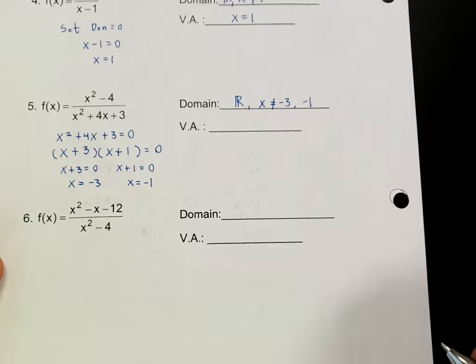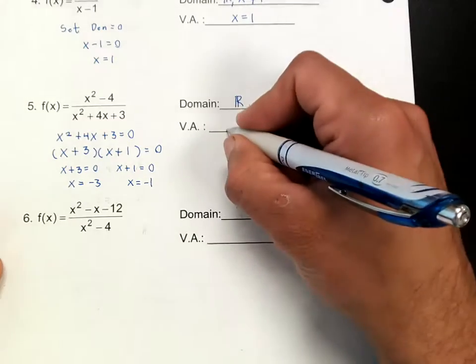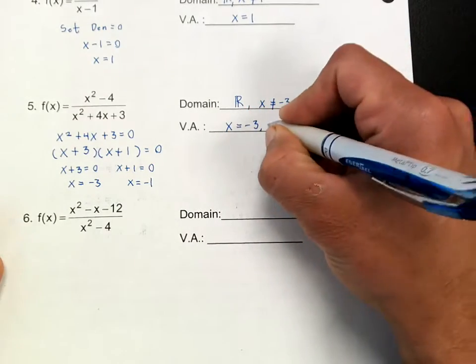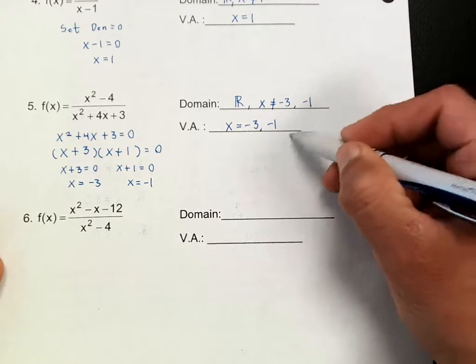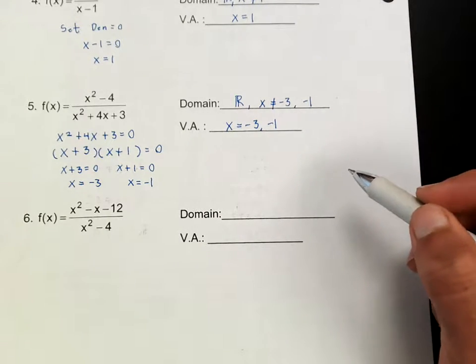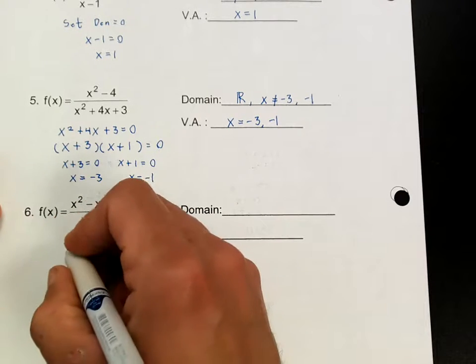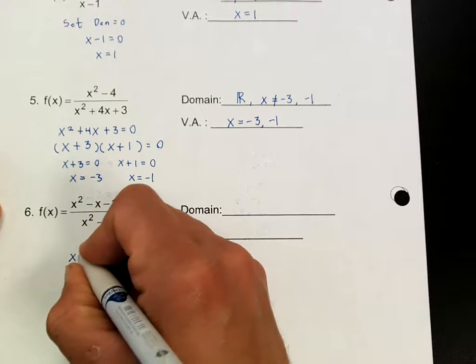Vertical asymptotes, they're going to be the same in this case. This is not always true, by the way, but in terms of your homework it is. Alright, on this one right here, set the denominator equal to 0.